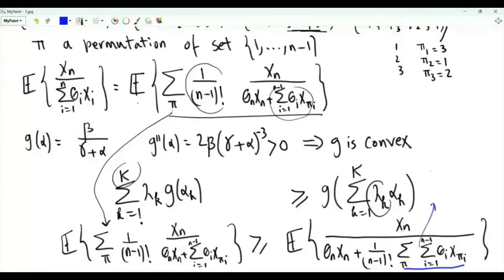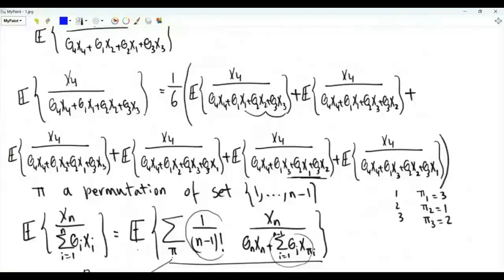Swap the order of summation. We have summation i from 1 to n-1, θi, summation over π of x_π(i). When we do the permutation, in position i, xj for every j from 1 to n-1 appears (n-2)! times. If we go back to the special case, let's see θ1.